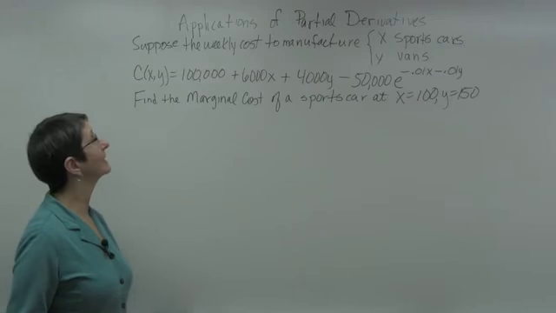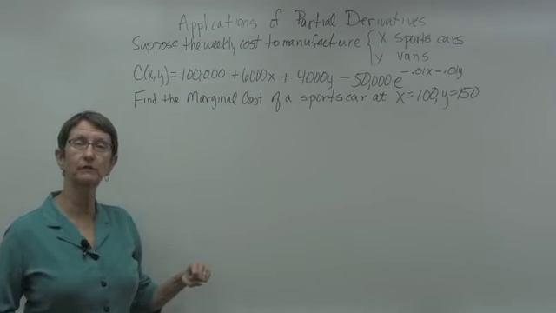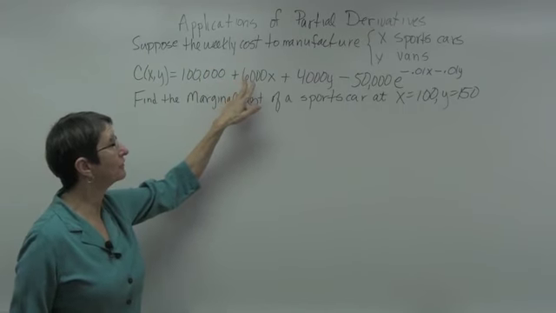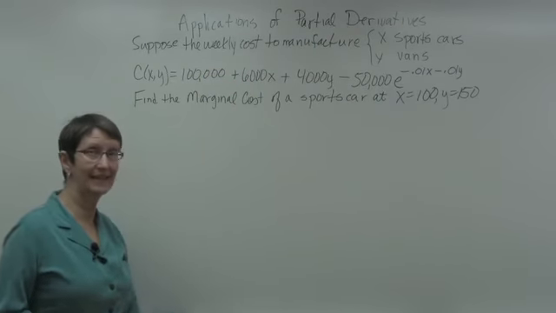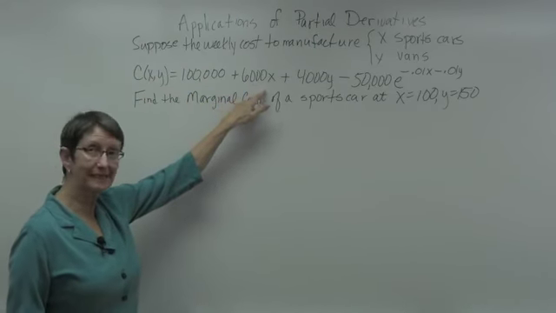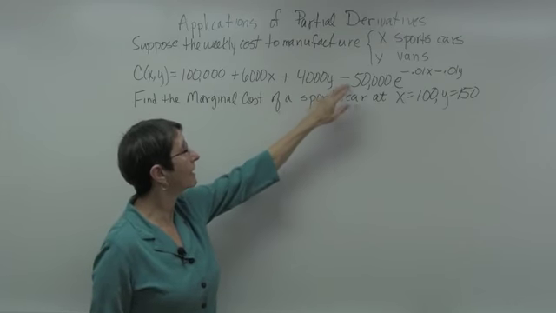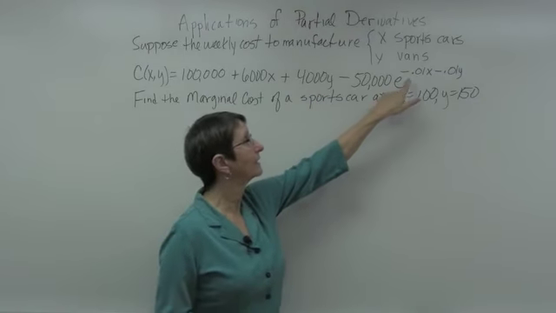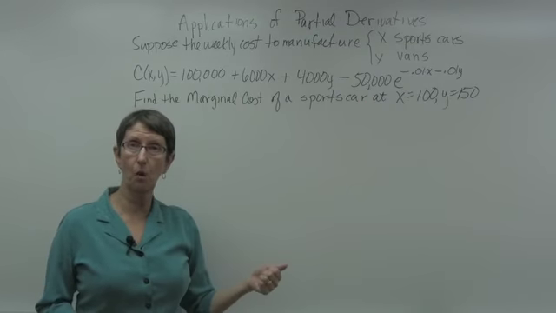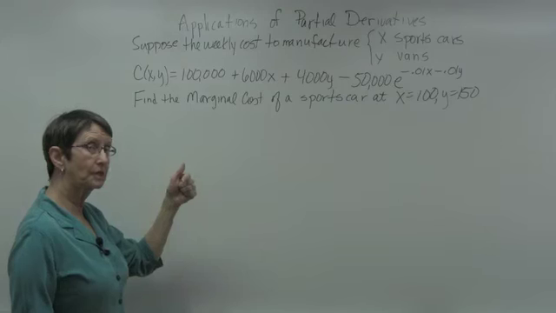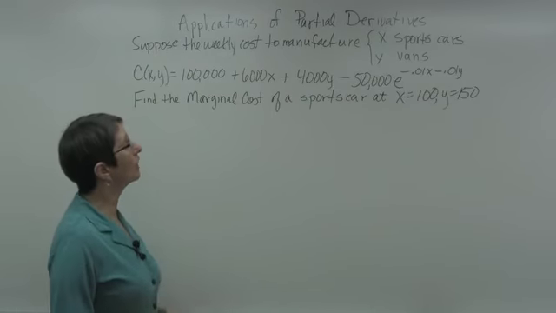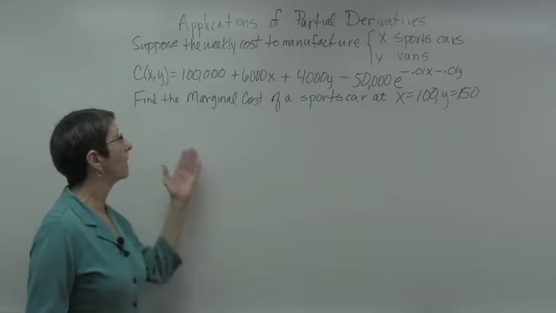Now we're going to look at an application of partial derivatives. We're given a function that gives the weekly cost to manufacture x sports cars and y vans. So C of x, y is 100,000 plus 6,000x plus 4,000y minus 50,000 times e raised to the power negative 0.01x minus 0.01y. And the question is, find the marginal cost of a sports car at x equal to 100 and y equal to 150.